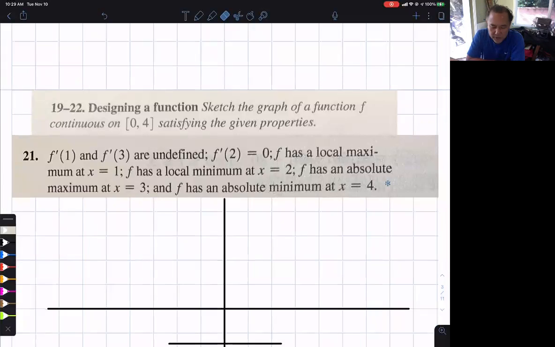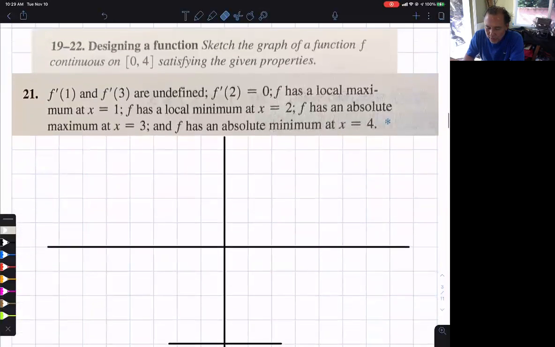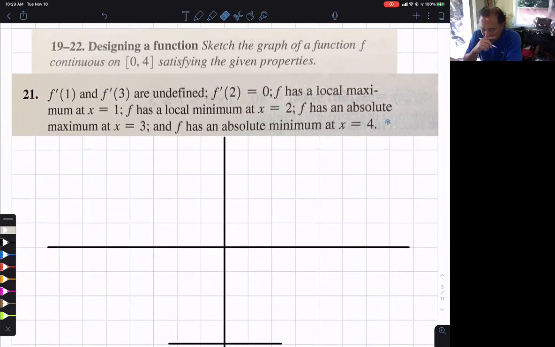All right, this is chapter 4, section 1, number 21. We're trying to sketch a graph. There are multiple answers, and our domain is 0 to 4, inclusive. That's the closed interval. We have a lot of stuff going on here, so I'm going to pick out things that are easy to do.